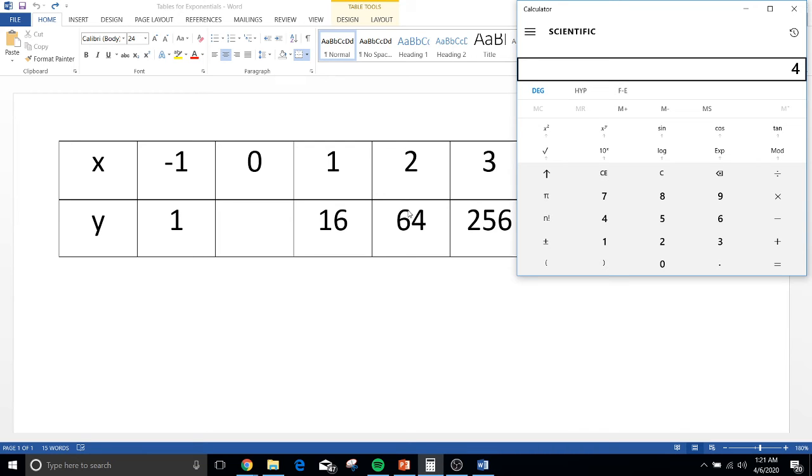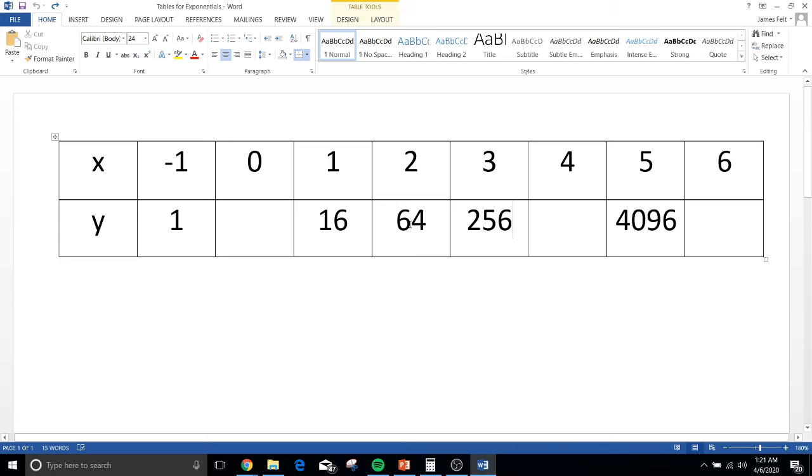Let's see if the same is true by dividing 64 by 16. And we also get 4. This means that if we multiply by 4, we will get the answers that come next. Let's find out what comes next after 256 by multiplying it by 4.